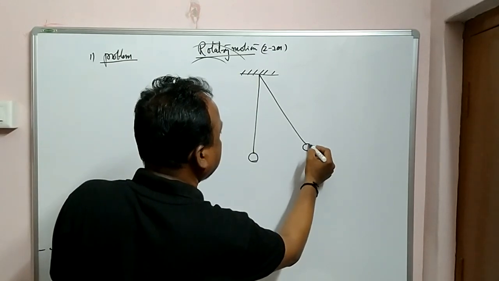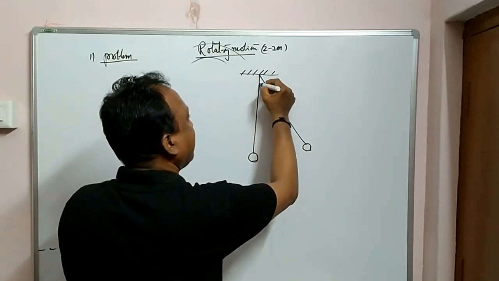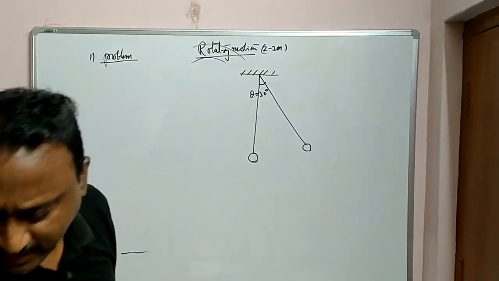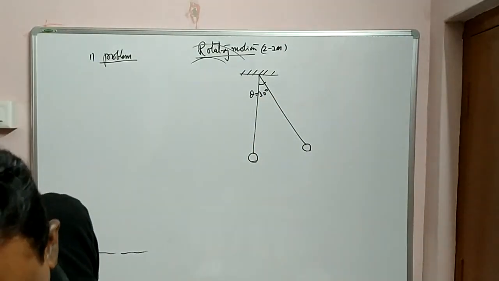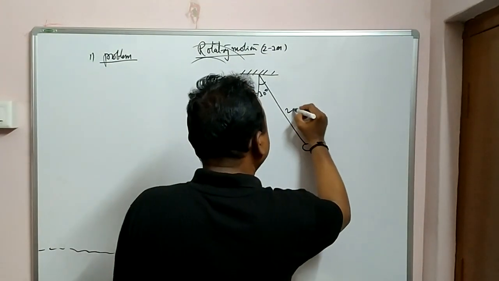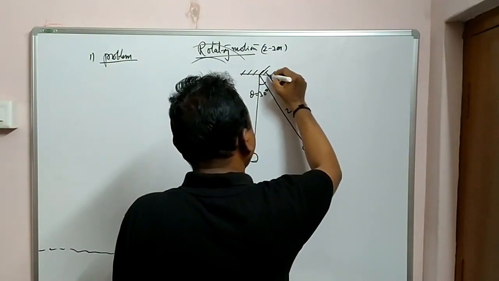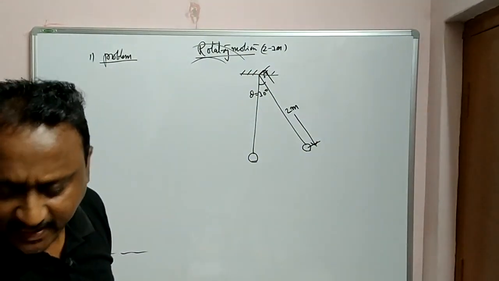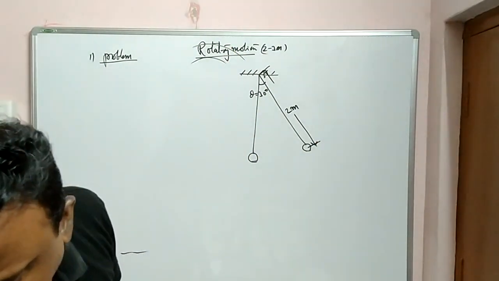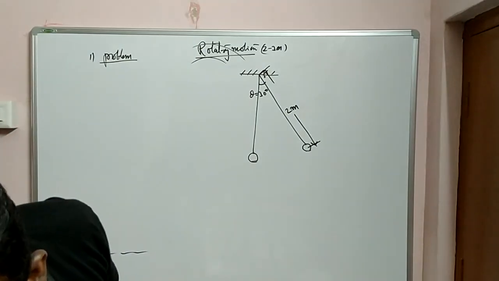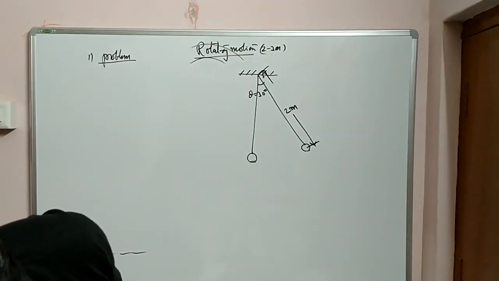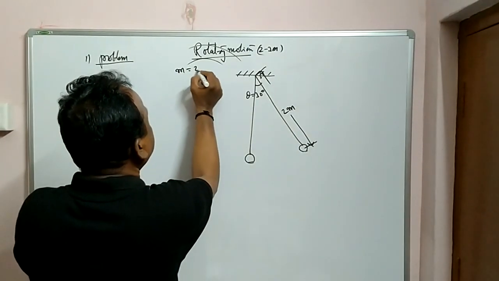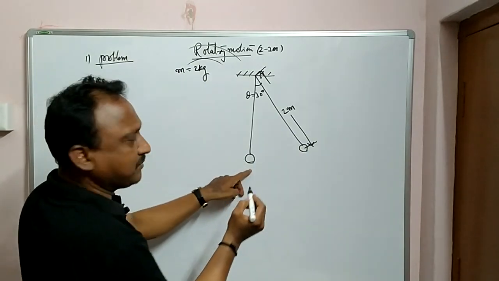Suppose this pendulum is making some angle, say theta is equal to 30 degrees, and let the length be around 2 meters. Let the length of the pendulum be 2 meters from the point of suspension. It is making an angle theta with the vertical. Mass is also given. Let us take the mass as 2 kgs, the mass of the pendulum.